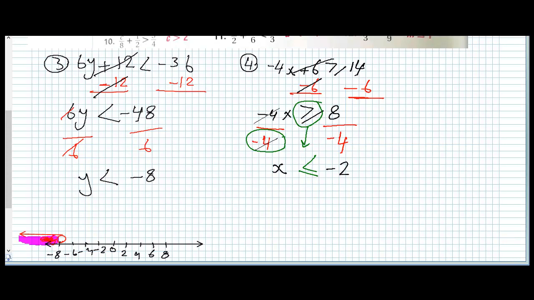Now it's time to draw. First, I will draw a number line and divide it into equal parts. Now, let's draw. x is smaller than or equal to negative 2, so I will draw a closed circle on negative 2. After that, I will draw a line for all the numbers that are smaller than x, so it will be on this side, and I will shade down.